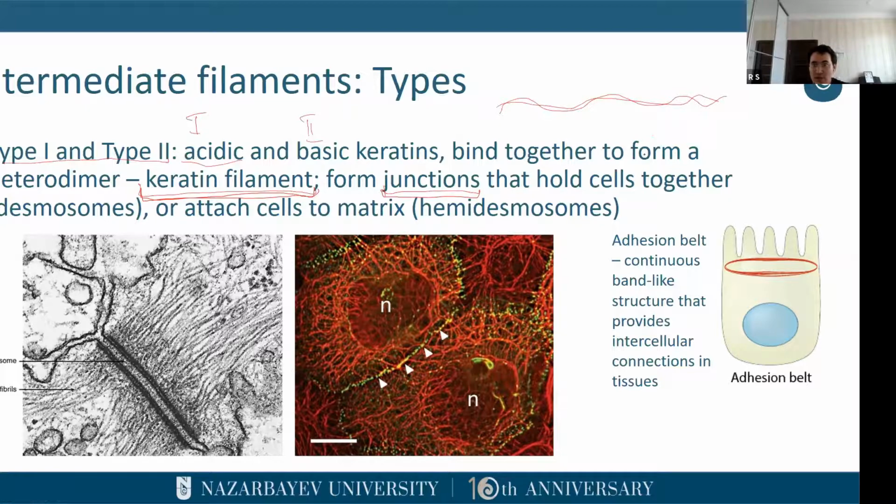Okay, so they are responsible for stability of tissues, for example, or cell interactions. So the keratins themselves are very important for the cell. If you don't have these cell junctions or anchors to the matrix, you will have a lot of problems. So these are type 1 and type 2 intermediate filaments.